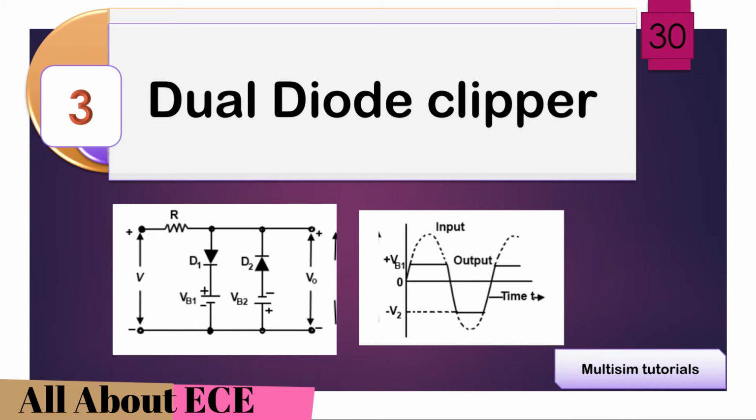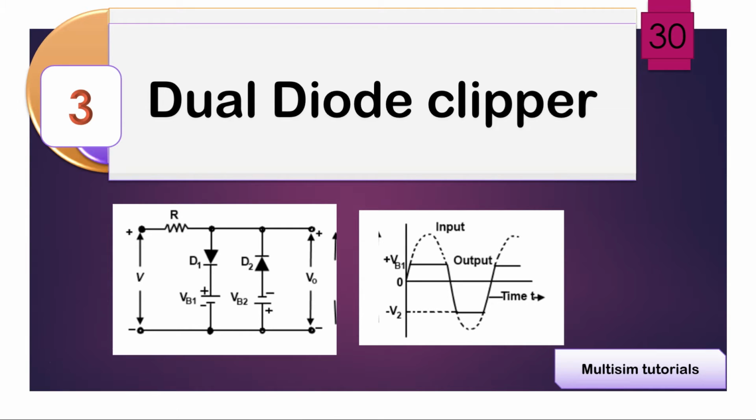In this session, we are going to discuss the end of the clipper circuits, that is the diode clipper circuit. Till now, we have seen the series clipper circuit. In series, we have seen both the positive clippers and negative clippers. In parallel circuits also, we have seen both the positive and the negative clippers.